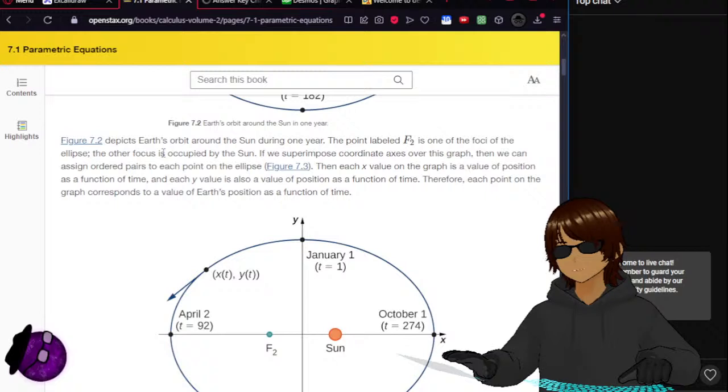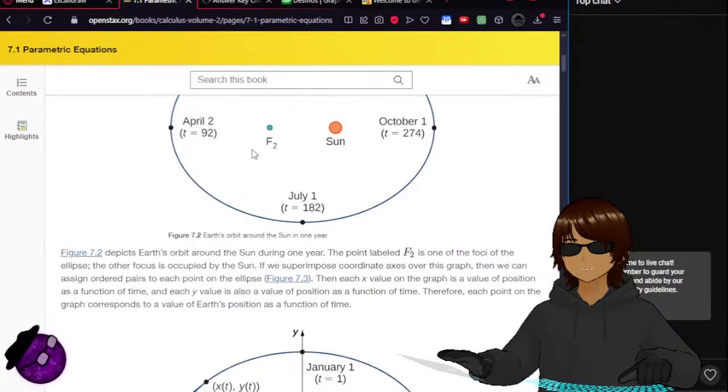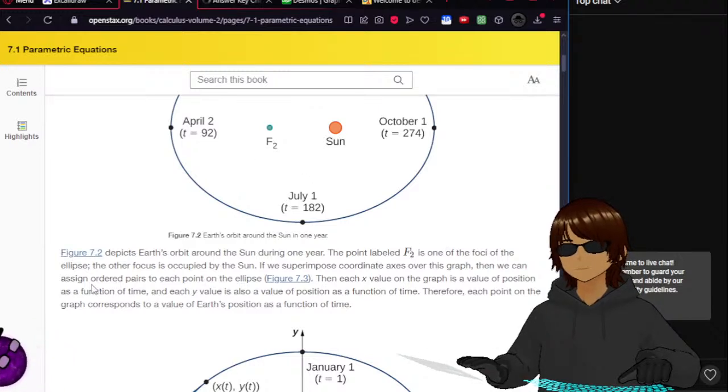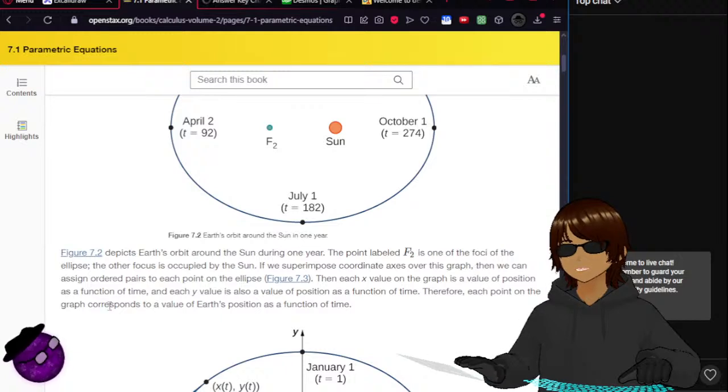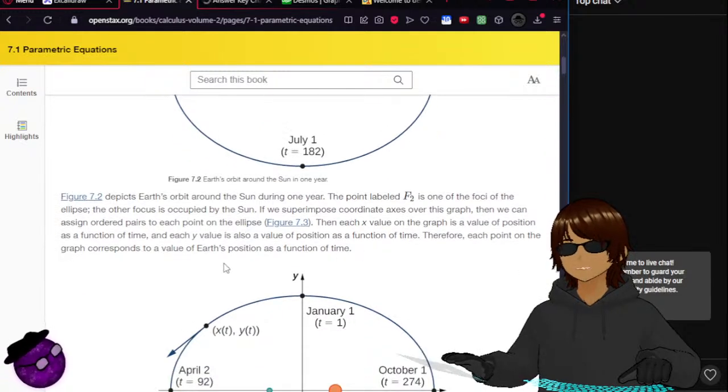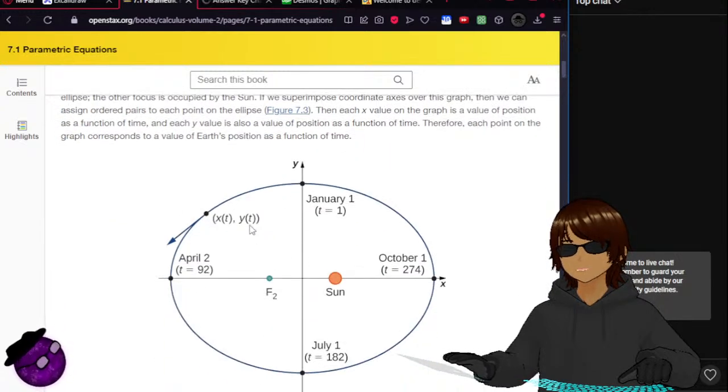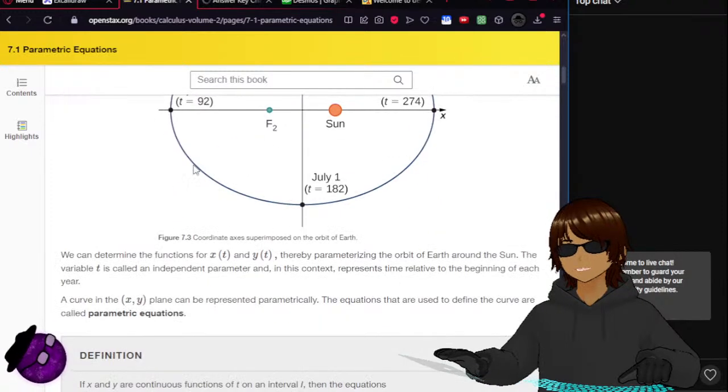Figure 7.2 depicts Earth's orbit around the Sun during 1 year. The point labeled F2 is one of the foci of the ellipse. The other focus is occupied by the Sun. If we superimpose coordinate axes over this graph, then we can assign ordered pairs to each point on the ellipse. Then each x value on the graph is a value of the position as a function of time, and each y value is also a value of position as a function of time. Therefore, each point on the graph corresponds to a value of Earth's position as a function of time. Okay, so far so good.